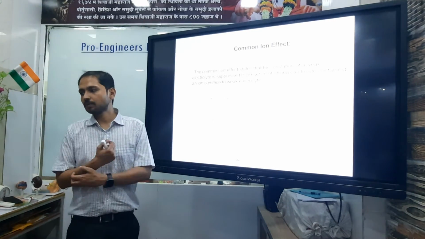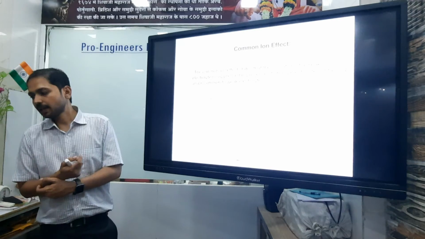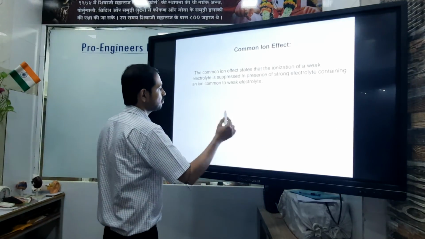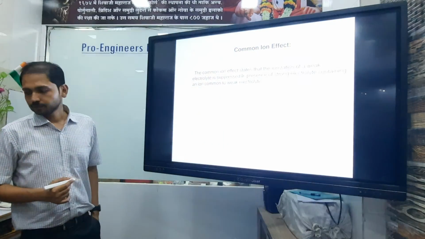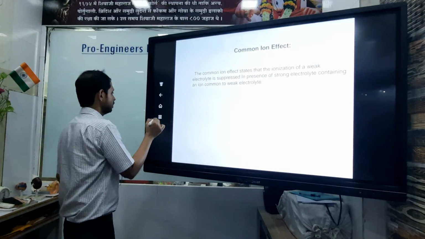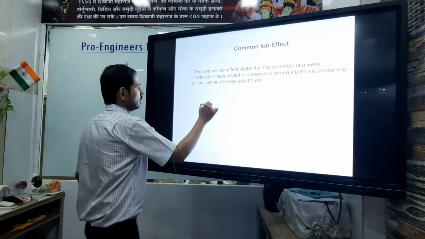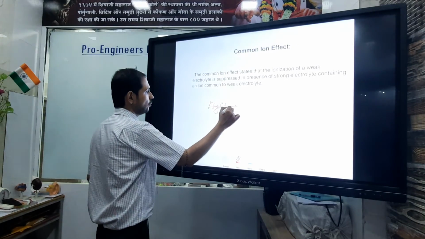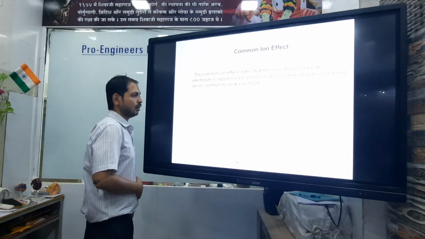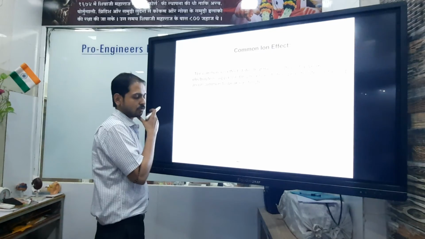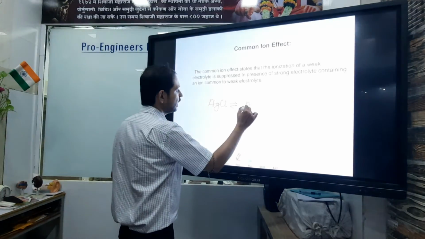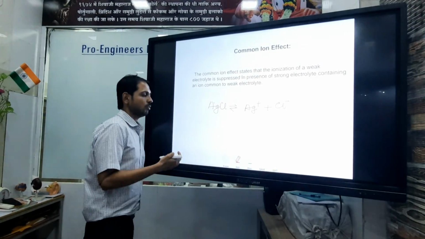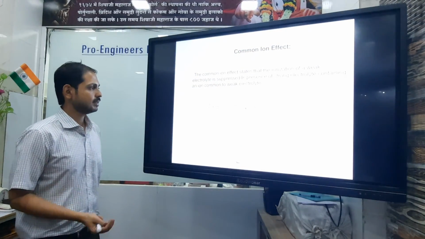The common ion effect also affects the solubility of a product. There are some examples like silver chloride and silver nitrate, AgCl and AgNO3. AgCl is a very less soluble, or sparingly soluble, salt. It gives Ag+ and Cl-. Some amount of AgCl will get dissolved in the water.